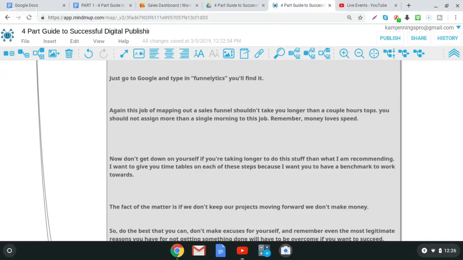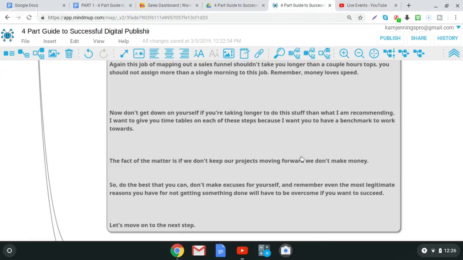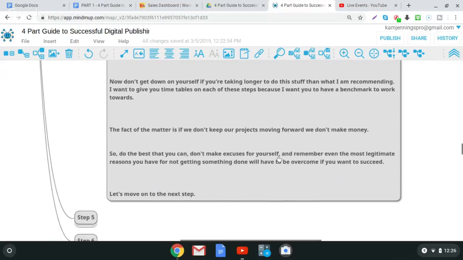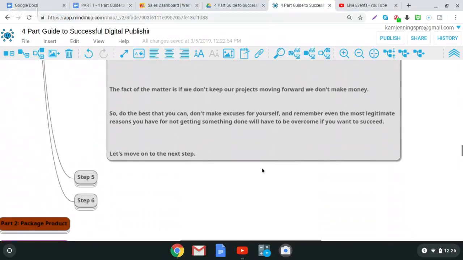Remember, money loves speed. Now, don't get down on yourself if you're taking longer to do this stuff than what I'm recommending. I want to give you timetables on each of these steps because I want you to have a benchmark to work towards. The fact of the matter is, if we don't keep our projects moving forward, we don't make money. So do the best that you can. Don't make excuses for yourself. And remember, even the most legitimate reasons you have for not getting something done will have to be overcome if you want to succeed. Let's move on to the next step.